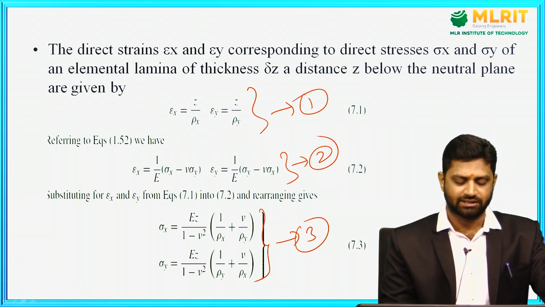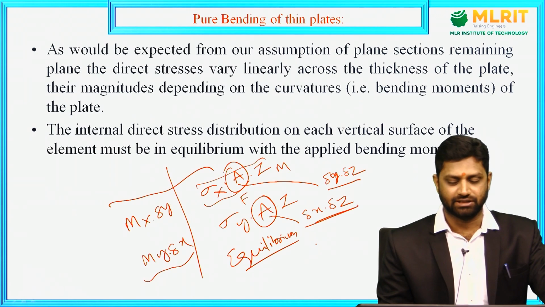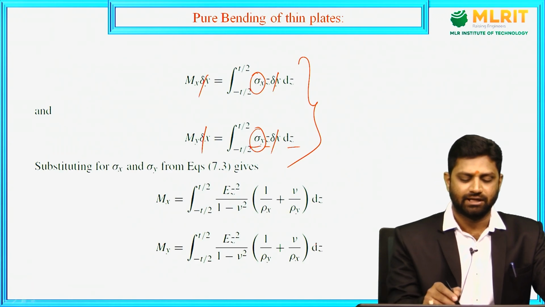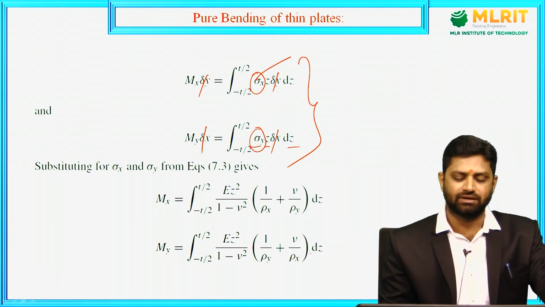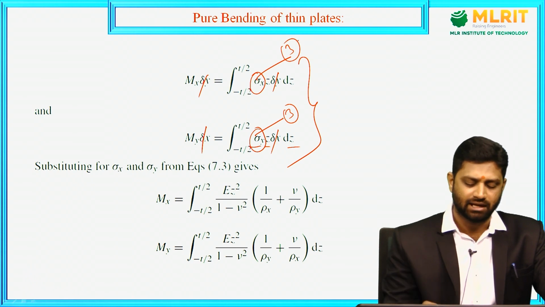So sigma x and sigma y, that is nothing but the third equation. Now we are going to replace this equation 3. We are taking equation 3 and substituting it in the next equation, which is nothing but here. In place of sigma x, we are going to substitute that equation number 3. In place of sigma y, we are going to substitute that equation number 3, and we are going to rewrite that equation.